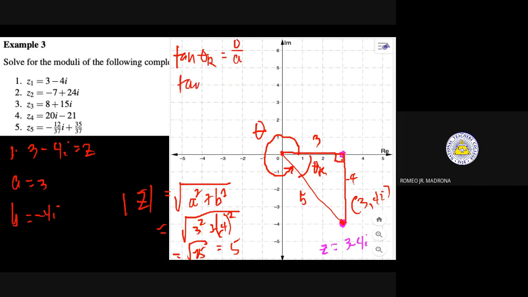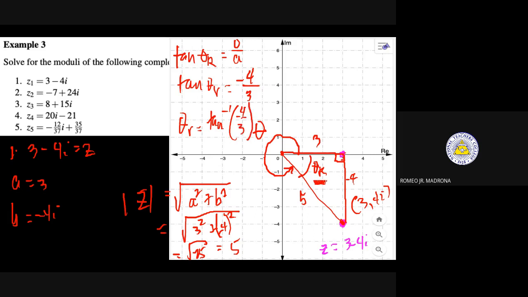So, tangent theta sub r, tingnan yung class, we're trying to make a formula here out of the given. Pwede naman siya. Okay? So, that's opposite over adjacent. Ano nga ba to? Theta r, opposite. Negative 4 over 3. So, therefore, theta r is equal to inverse tan or arctan of negative 4 over 3.